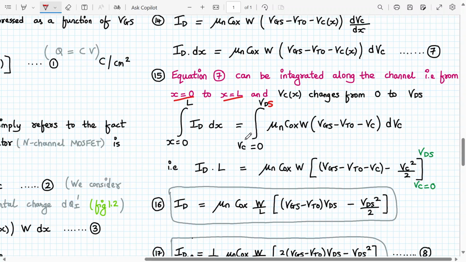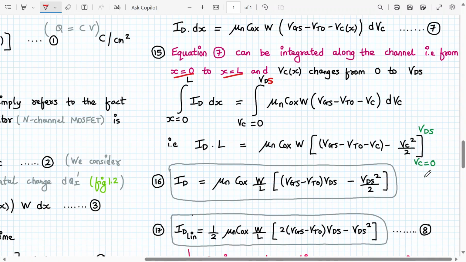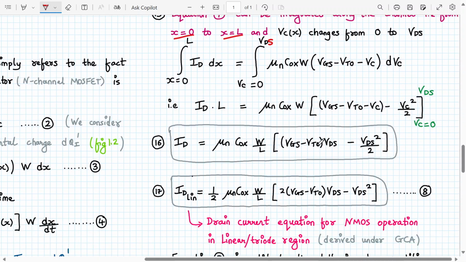Then here it is the channel voltage which is the variable. So mu n Cox W is the constant. Then we have the integral of x, which will be x square by 2. So it will be the same expression, Vgs minus Vto minus Vc, minus Vc square by 2. Agree? And what is Vc? Vc will go from 0 to Vds. Whenever Vc is 0, there is no need to write it. We directly substitute Vc as Vds. So this is the expression which we have written over here: Id is mu n Cox W by L. See, this L will come down. Vgs minus Vto into Vds minus Vds square by 2.